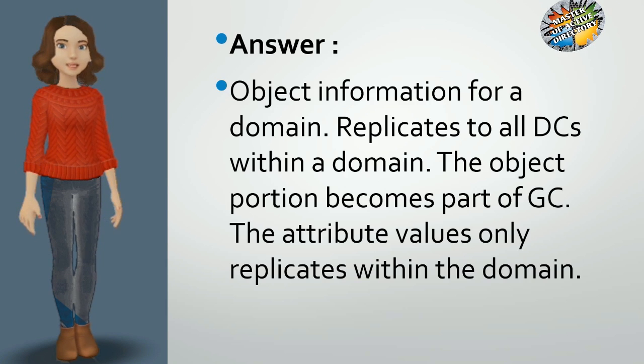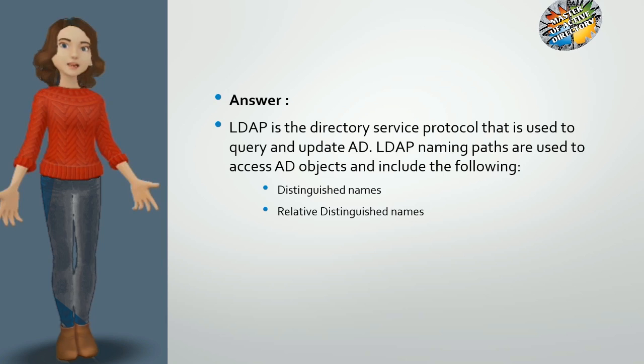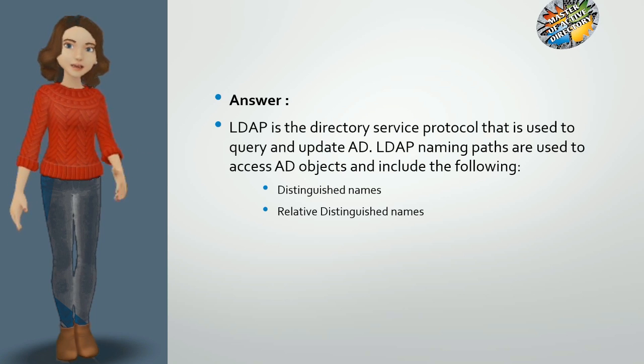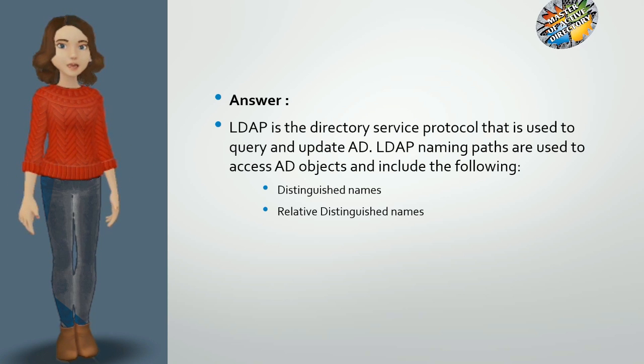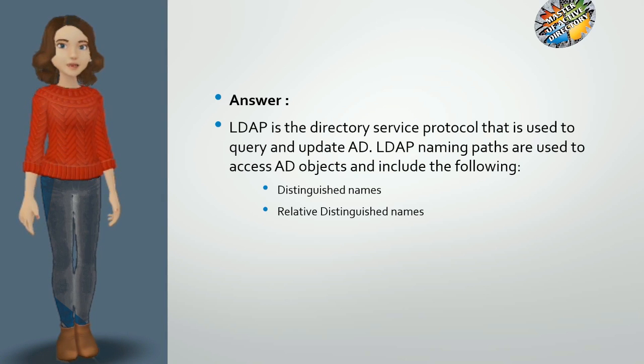Question 56. What is Lightweight Directory Access Protocol? Answer. LDAP is the directory service protocol that is used to query and update AD. LDAP naming paths are used to access AD objects and include the following: distinguished names and relative distinguished names.